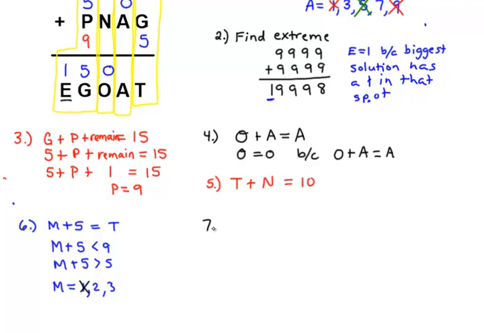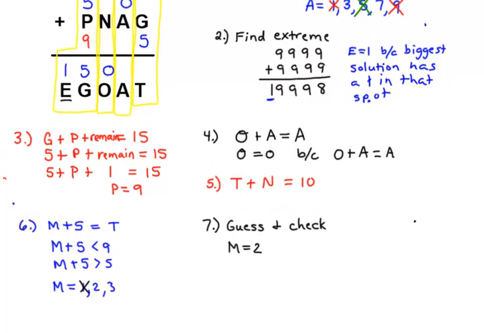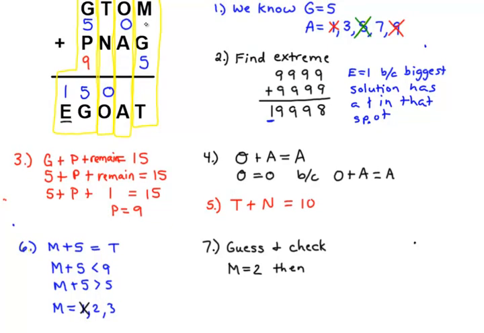So then step 7, notice I didn't even use step 5. Step 7, we're going to use guess and check. I'm just going to write down the stuff. So let's let m equal 2. So if m equals 2, let's put a 2 here, and 2 plus 5 is 7. So then t equals 7.